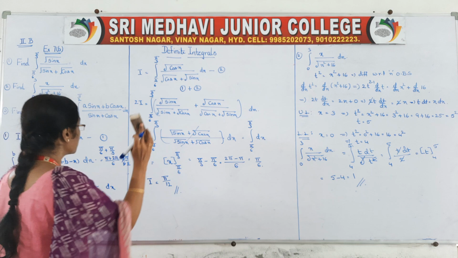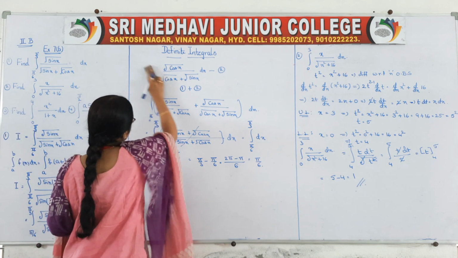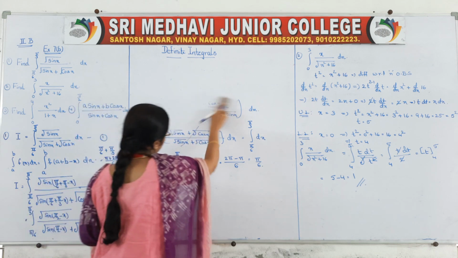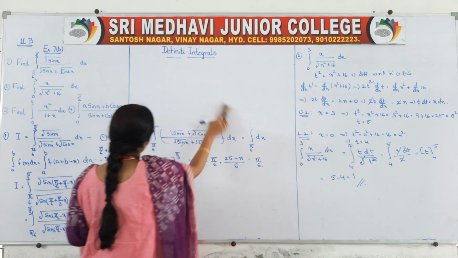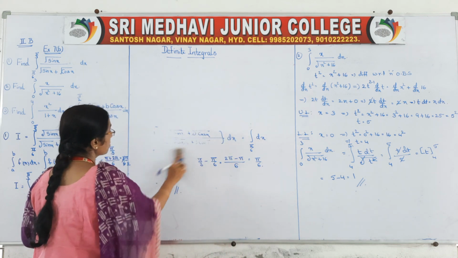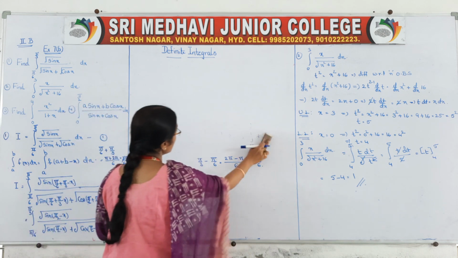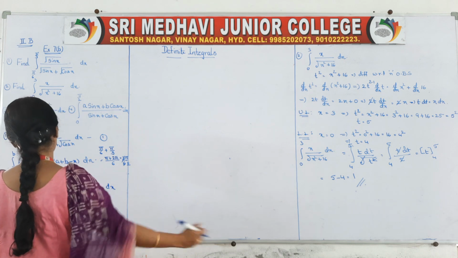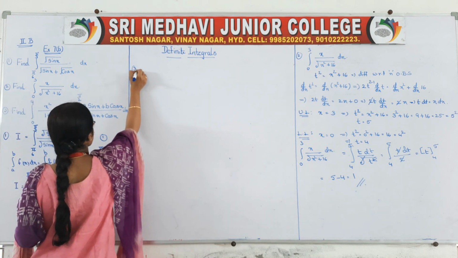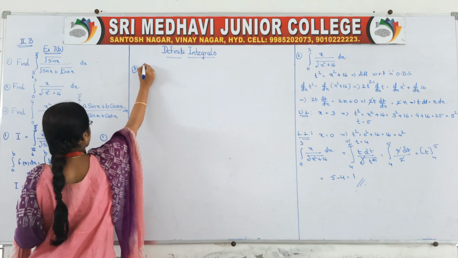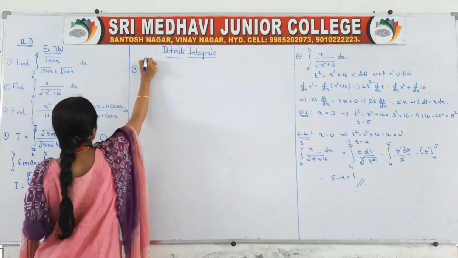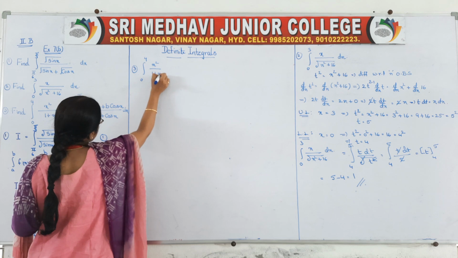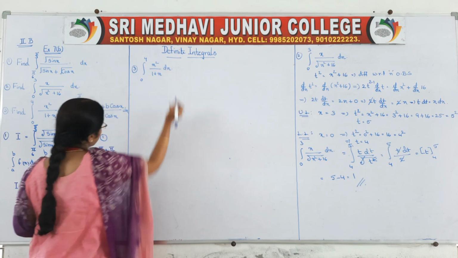Now come to the third question. Observe the question carefully. Before solving the problem, observe the question and read the question 2 times, then you start solving the problem, right? So come to the third question. What is the third question? Find the integral from 0 to 4 of x square by 1 plus x into dx.